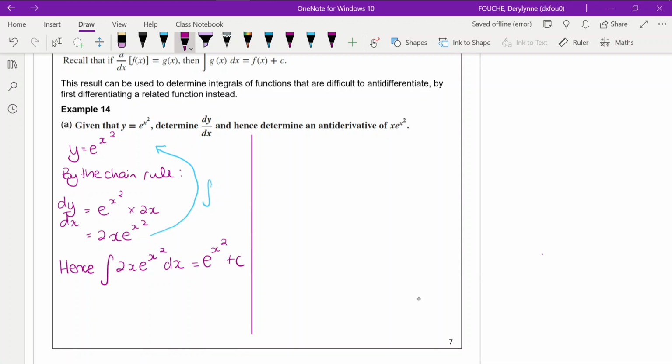And the thing we're having to integrate is this x e to the x squared. So if I took a 2 outside of my integral, remember a constant makes no difference to my integral, so 2 times the integral of x e to the x squared dx is going to be e to the x squared plus c. And if I divide both sides by 2, I will then have the integral of x e to the x squared dx is equal to e to the x squared over 2 plus c.